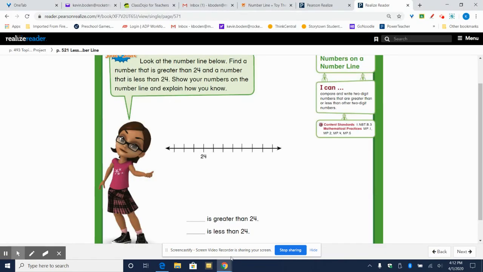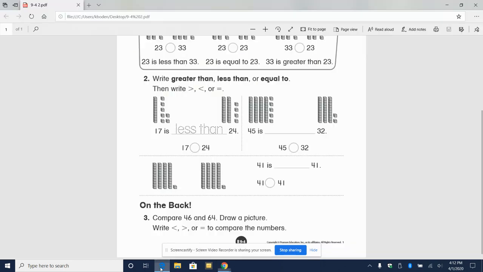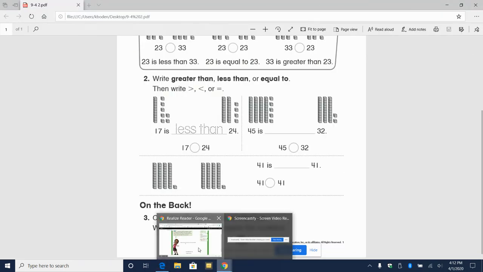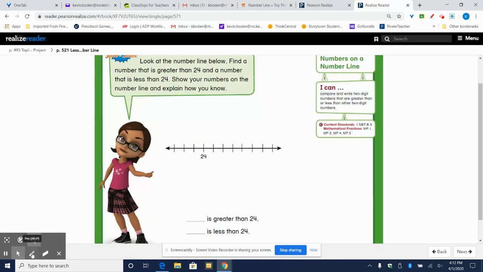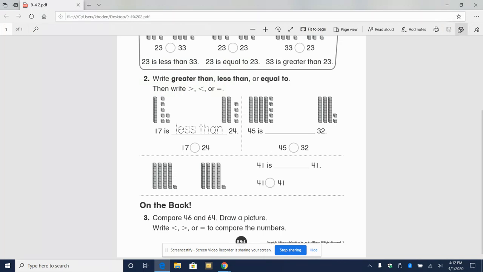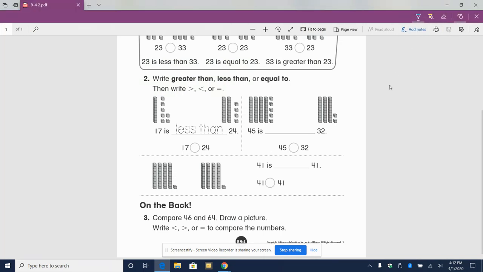Now we're going to jump over to a little bit of a review paper, and I'm going to get my drawing tools out. They're right down here. I think I'll be able to draw on here. Nope. So stick with me. We'll draw right on here because we're going to do one of these problems. Number 2 is pretty easy up here, and the one we're going to try is down below where it says compare 46 and 64.